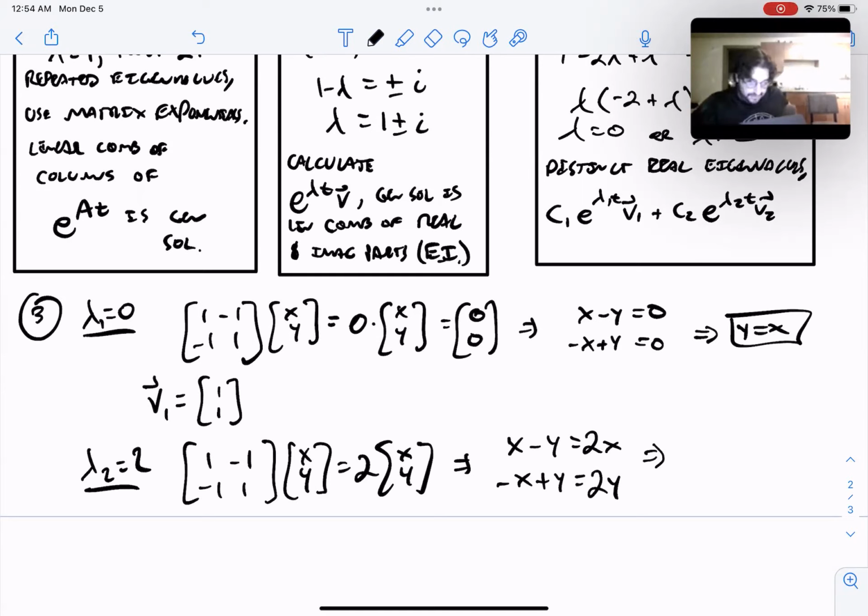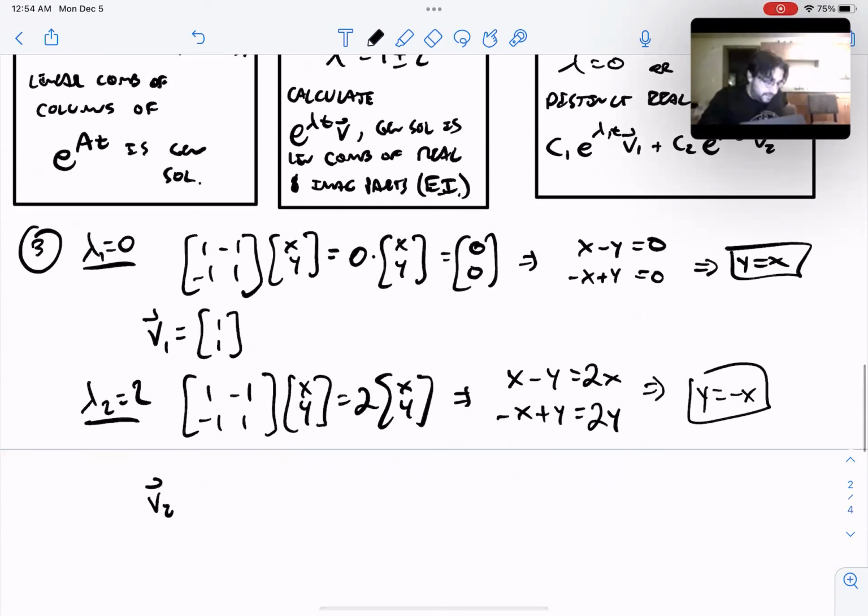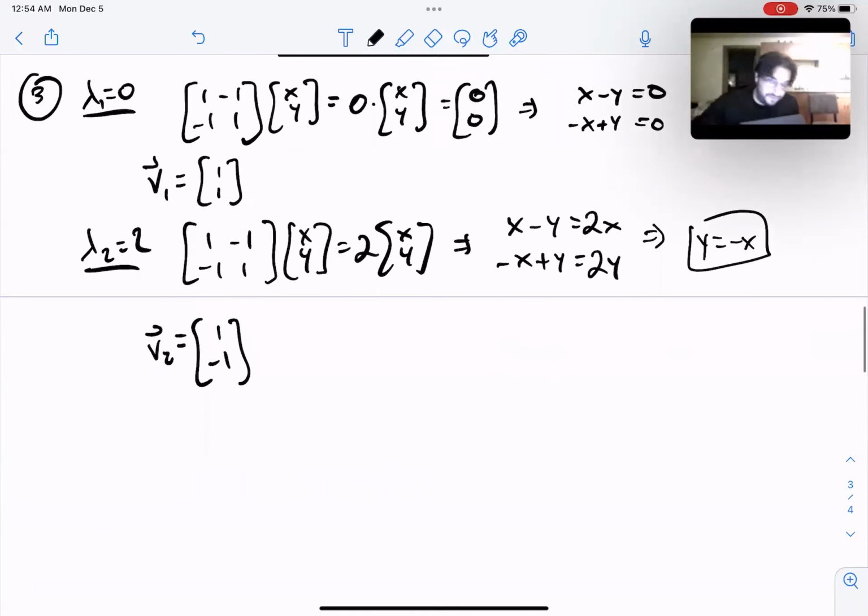These both say that y equals negative x, right? So again, just pick something simple where it does. So say (1, -1). Right? So there we go. There are the eigenvectors for those eigenvalues.